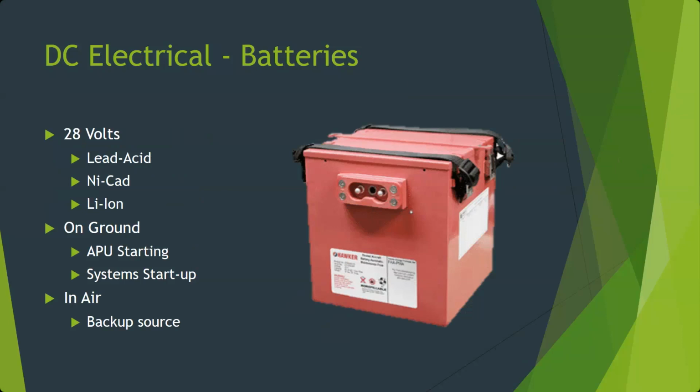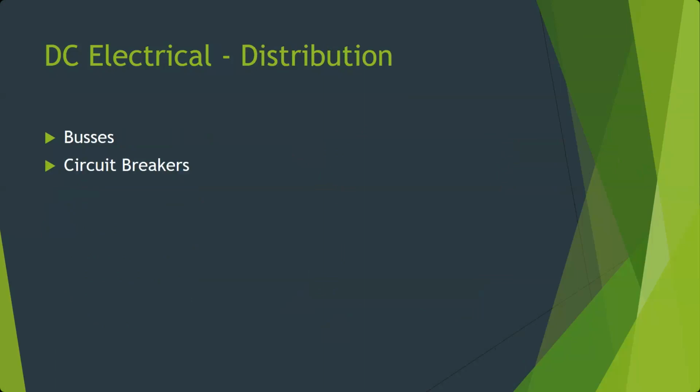And then on the ground, these are used for APU starting and system startup. They got to get the airplane going. You can't store AC, so we use DC as a self-contained storage device. In the air, they're a backup, or in some cases even considered an emergency power source if you lose all other power. The buses and circuit breakers in DC are identical to AC, so I'm not going to re-discuss them. Basically, go back and look at the AC section. They work the same way.